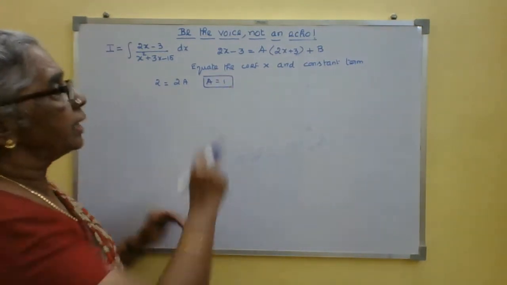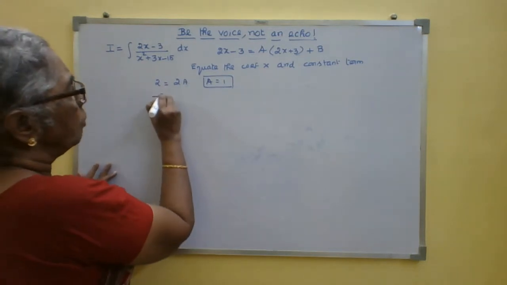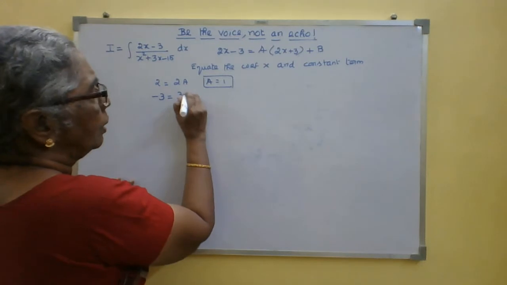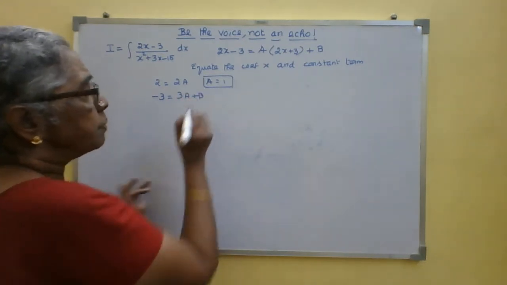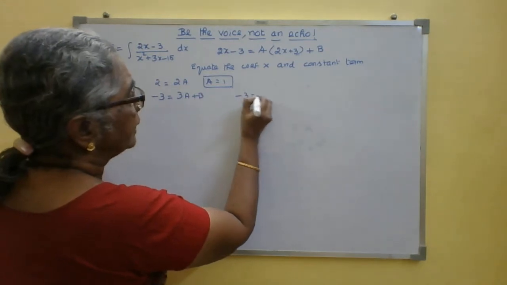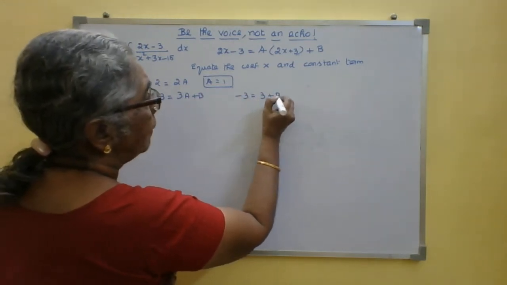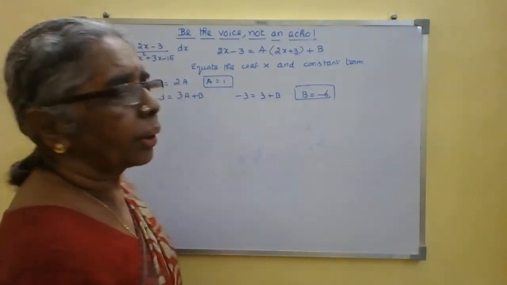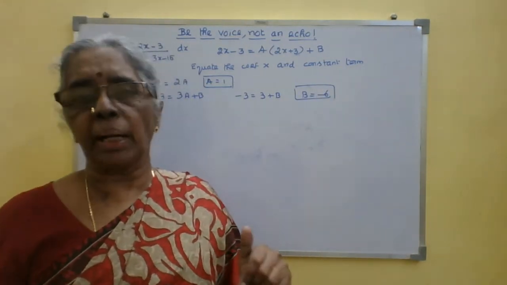Coming to the constant term, here the constant term is minus 3. Here it is 3a plus b. Now substitute a is equal to 1. So you will be getting minus 3 is equal to 3 plus b, and b is equal to minus 6. You got the values of a and b now.